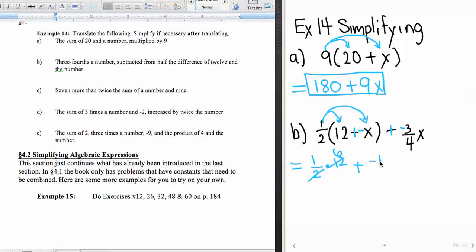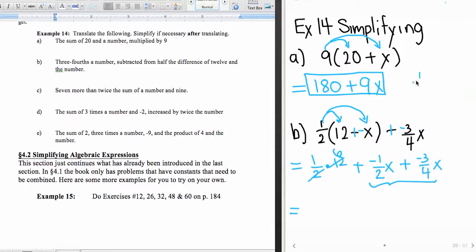Plus, a negative times a positive is a negative, and that's a 1/2 x. And then we have plus a negative 3/4 x. So now we have to combine our like terms. The like terms are the variable terms here. So I'm going to do a common denominator up here.